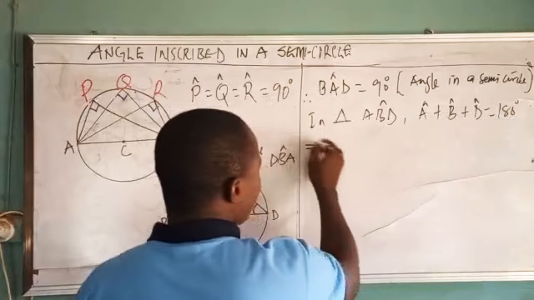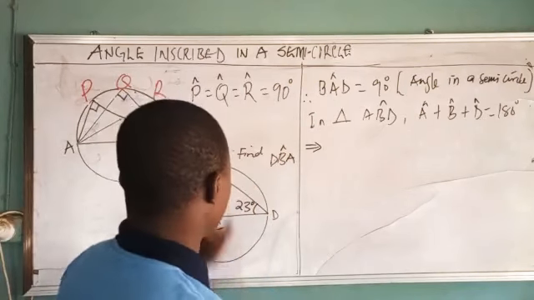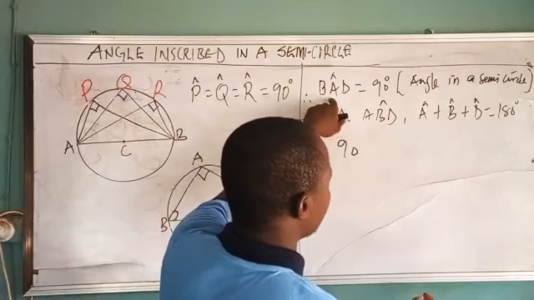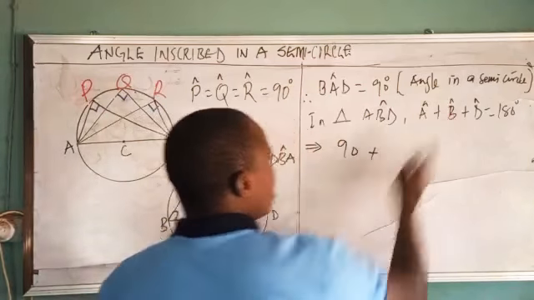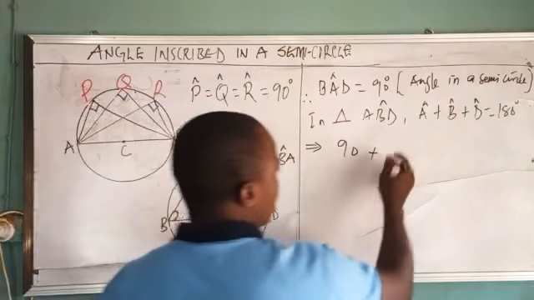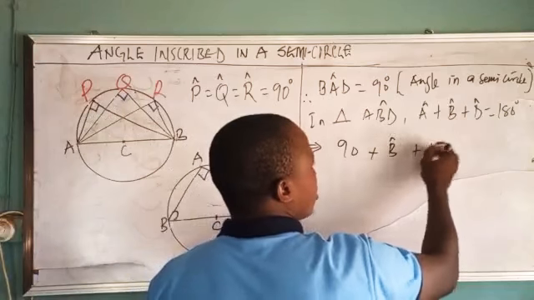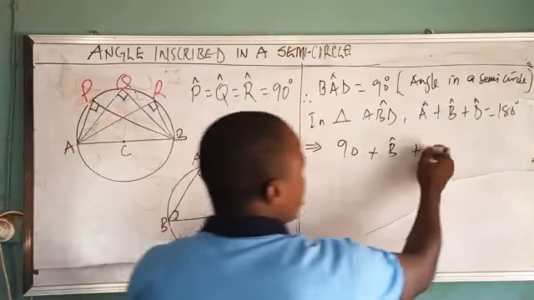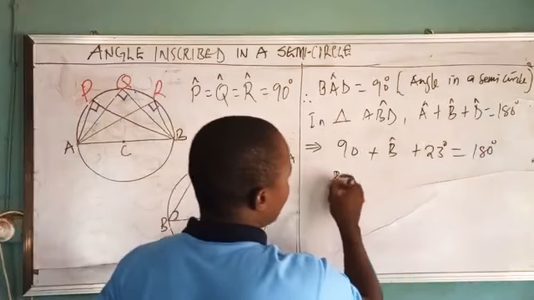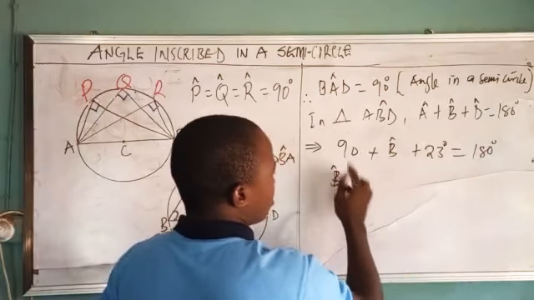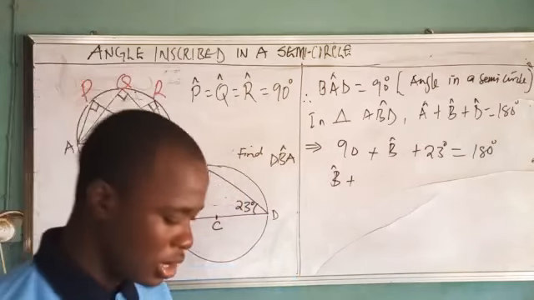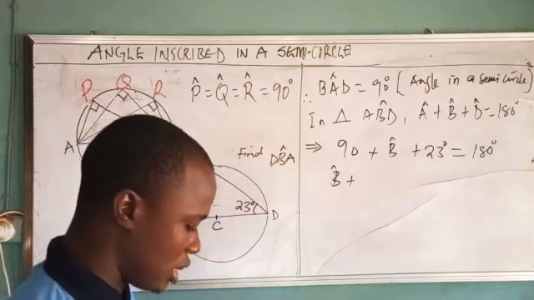So now from our diagram here, you can see that our A is 90 degrees, as we have here, that is BAD, plus B. B we don't know, it is what we are looking for. We are looking for B plus D. What is this? 23 degrees. 23 degrees is equal to 180 degrees. So what do we do here? We try to add this and this together.